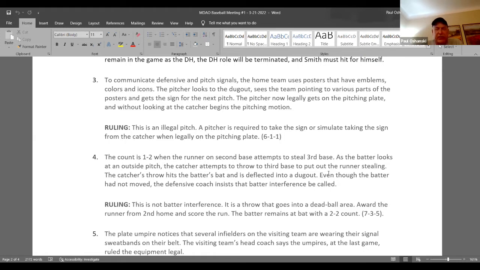So the ruling is it's an illegal pitch. A pitcher is required to take or simulate taking a signal from the catcher when legally on the pitcher's plate. So you just can't, that's kind of a quick pitch. Hopefully we can stop that early if this happens, but remember they have to at least pause a little bit so the batter's ready for the pitch.